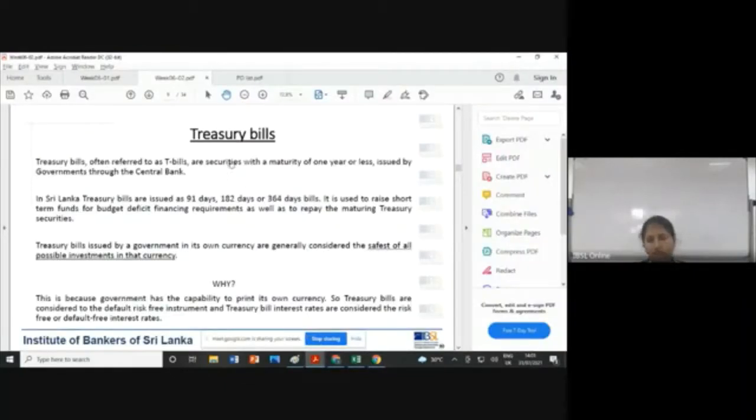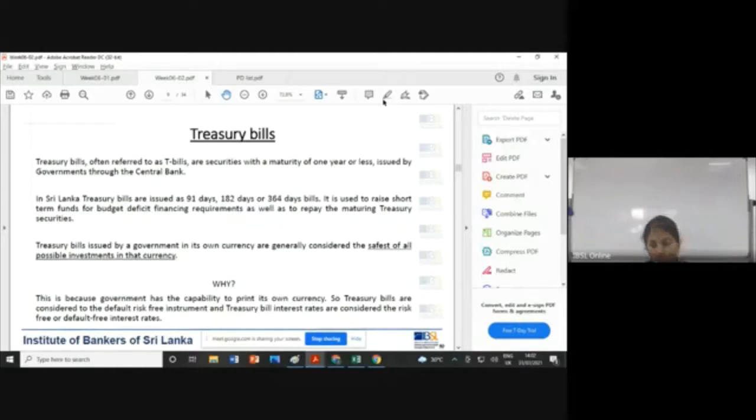Why do governments issue treasury bills? When they have any shortfall in their budget, because it's a short term gap, they need to meet it through short term sources. Then they would issue treasury bills to cover up that liquidity gap. That is one reason. Next is to settle off a maturing treasury bill.